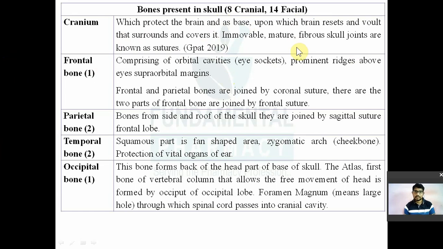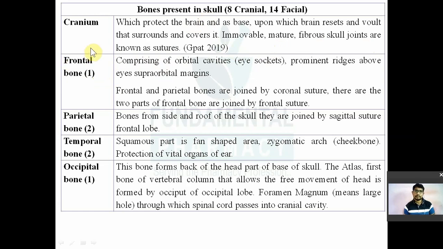There are immovable, fibrous kinds of joints in the skull that are known as the sutures. This was a question in GPAT 2019, that is the sutures. इसके skeletal system के ऊपर हर बार आपको एक या दो questions 100% मिल जाते हैं. This was about the cranium.